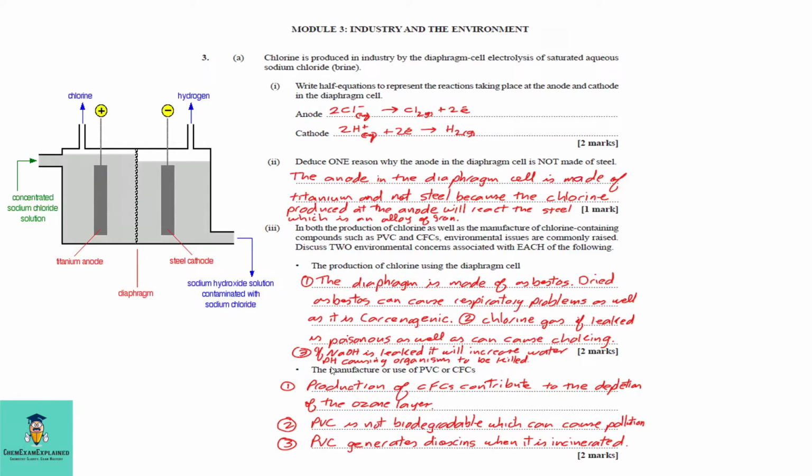The other environmental concern has to do with the manufacture or use of PVCs or CFCs. 1. The production of CFCs contribute to the depletion of the ozone layer. 2. PVC is not biodegradable, which can cause pollution. And 3. PVC generates dioxins when it is incinerated.